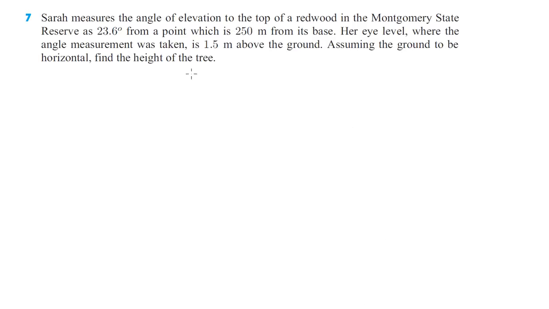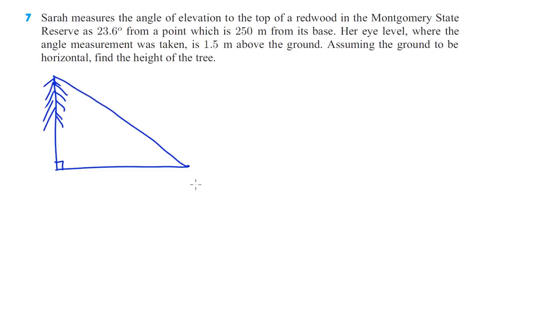Sarah measures the angle of elevation to the top of a redwood in the Montgomery State Reserve at 23.6 degrees. So we've got some kind of big redwood tree here. Let's say she's standing here, the angle of elevation to the top of this tree is 23.6 degrees from a point which is 250 meters from its base, so this is 250 meters.